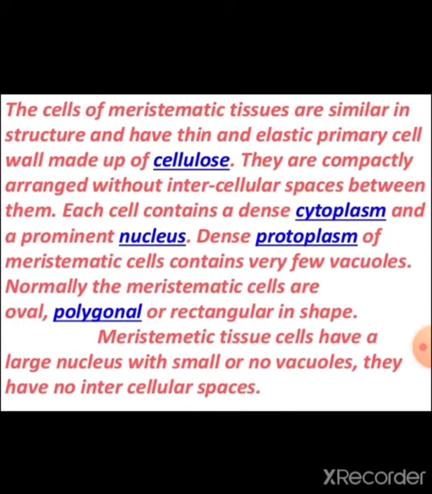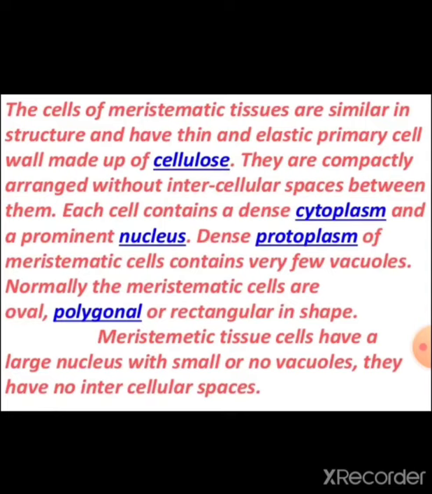The cells of meristematic tissues have these characteristics and basic features: they are similar in structure and function and have a thin and elastic primary cell wall which is made of cellulose. They are compactly arranged without intercellular spaces between them. Each cell contains a dense cytoplasm and a prominent nucleus. Dense protoplasm of meristematic cells contains very few vacuoles.